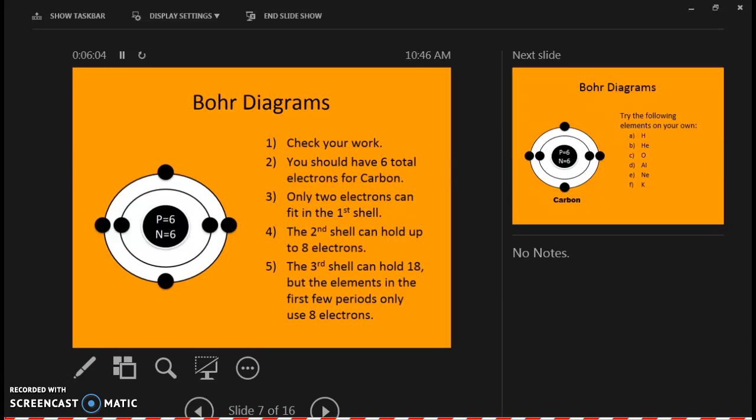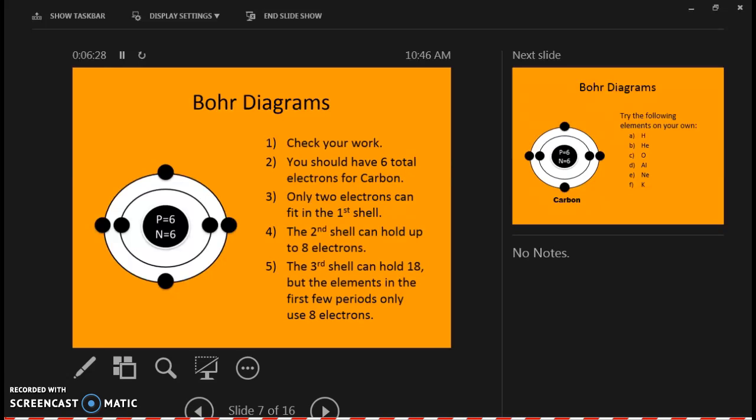The third shell can hold up to 18 electrons, but the first few periods only really use 8. So we kind of just know that they can hold 18, but we just kind of work with 8 in the third one too, which I know is a little confusing, but we won't do too many elements that are really high up on the periodic table.